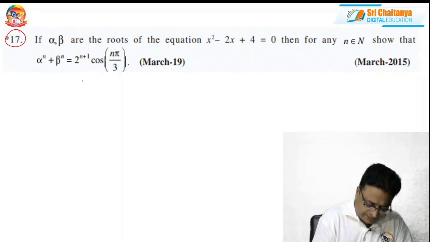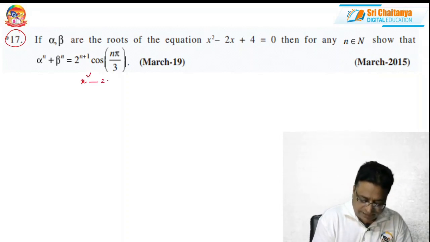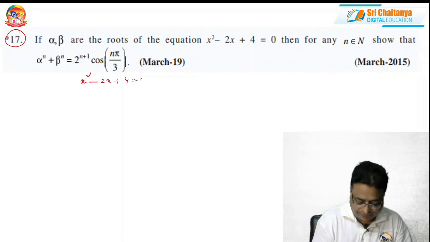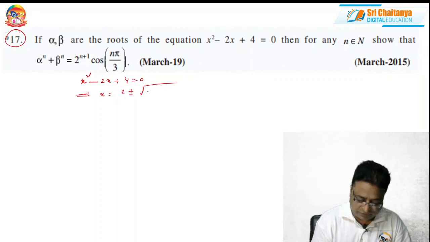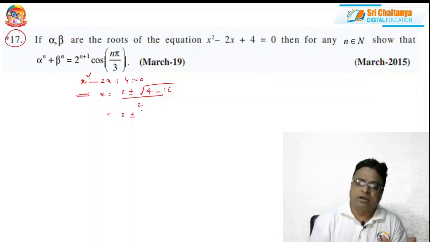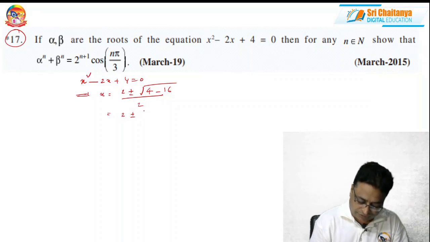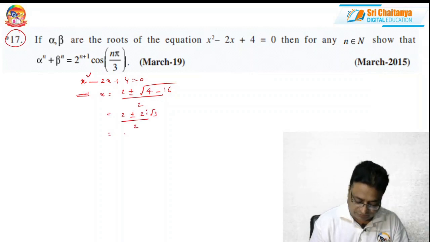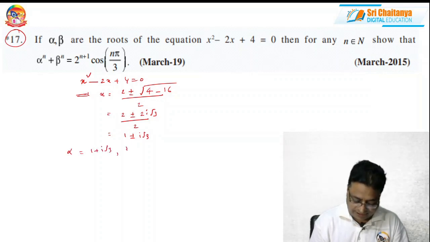So let me find the roots of x square minus 2x plus 4 equal to 0. So x is equal to minus b plus or minus square root of b square minus 4ac by 2a. So this is 2 plus or minus square root of 12, that is 4 root 3, that is 2i root 3 by 2. So this is 1 plus or minus i root 3. So let my alpha be 1 plus i root 3 and beta is 1 minus i root 3.